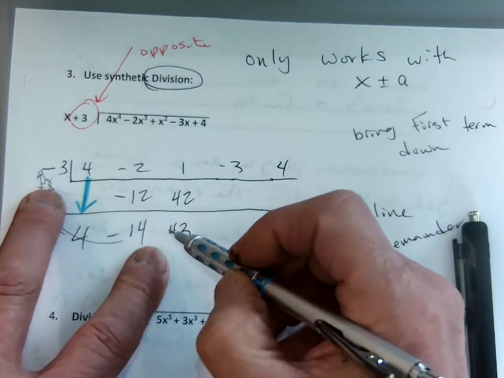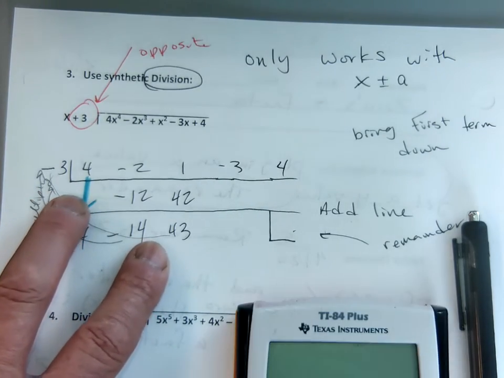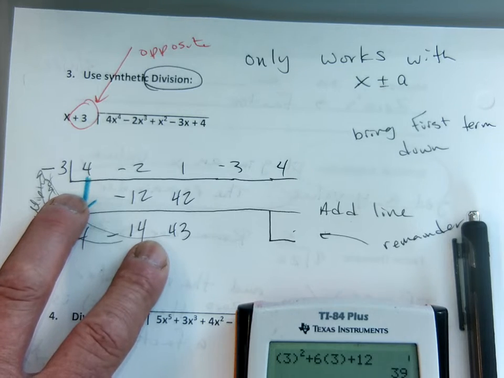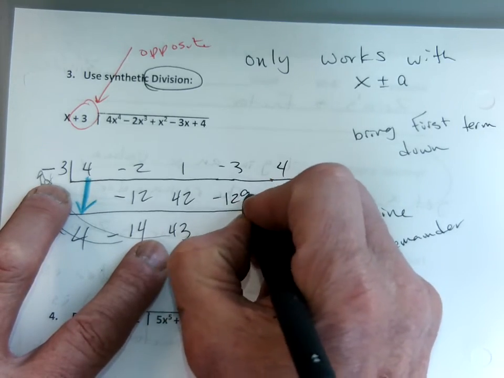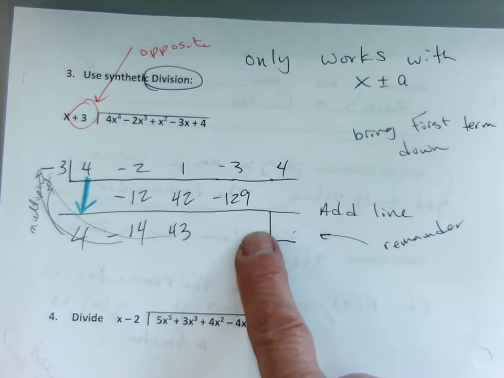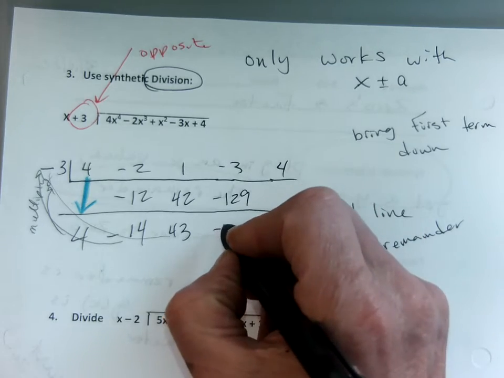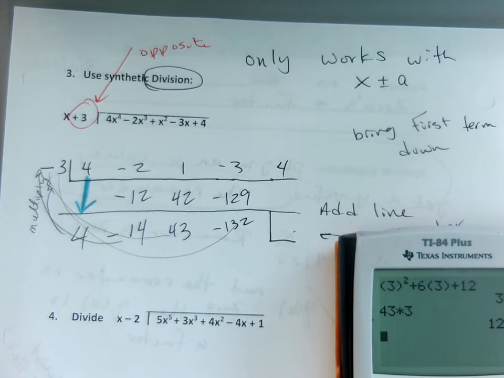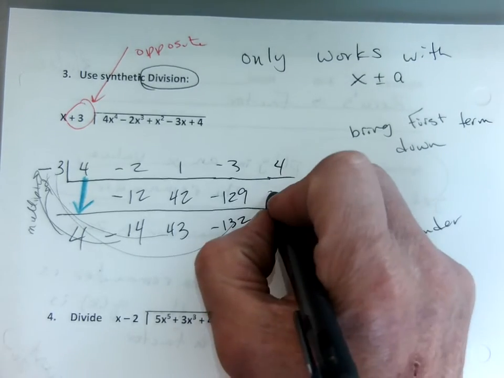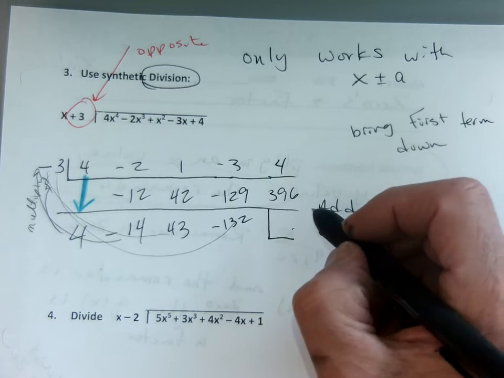Then we multiply, and I might need a calculator to multiply. Let's see, what's 43 times 3? 43 times 3 is 129. And it's on the add line, so I add, and what's that, negative 132. And then I multiply. What's 132 times 3? 396. And then I add, and my answer is going to be, that's a 400, right?